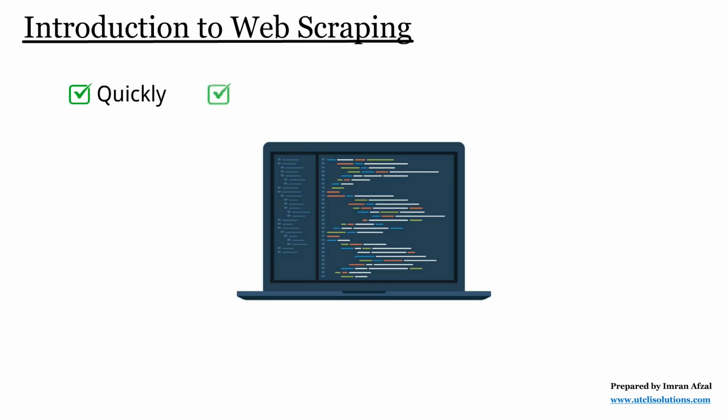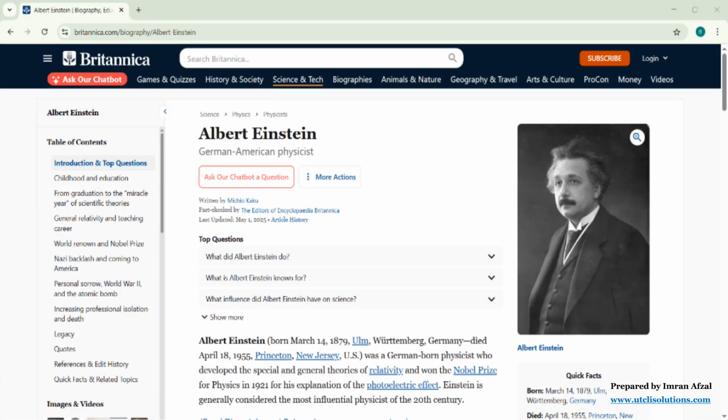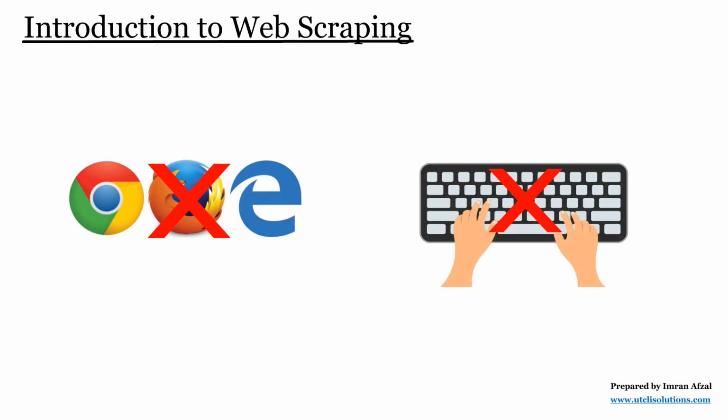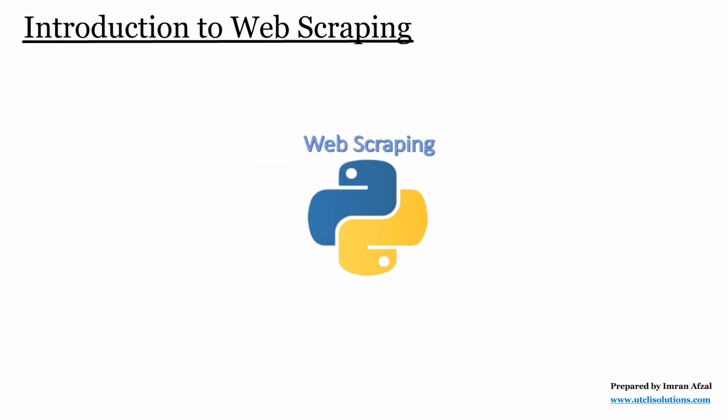Python gives you the ability to write a simple program that can do all this work for you quickly, correctly, and automatically. It can open the same websites, find the exact parts you need, like Einstein's birth date, his Nobel Prize, his theory of relativity, or his death year, and save all this into a nice, clean file. You don't even need to open the browser or touch your keyboard. The Python script will do it all while you relax or work on something else.